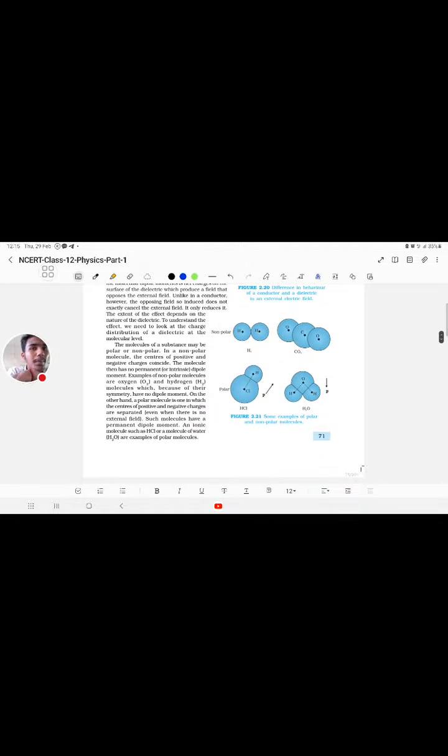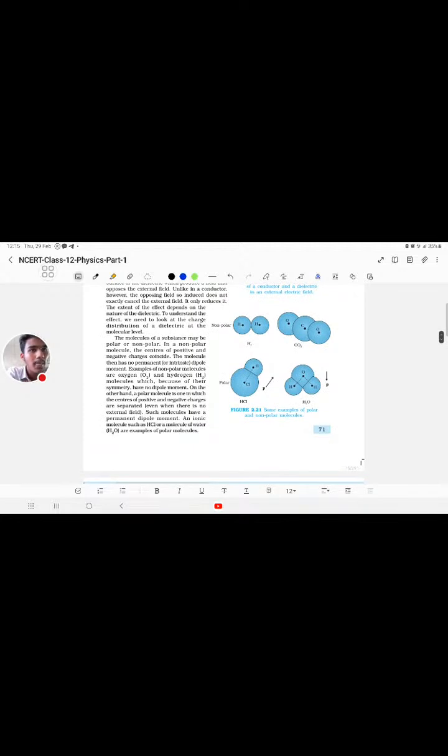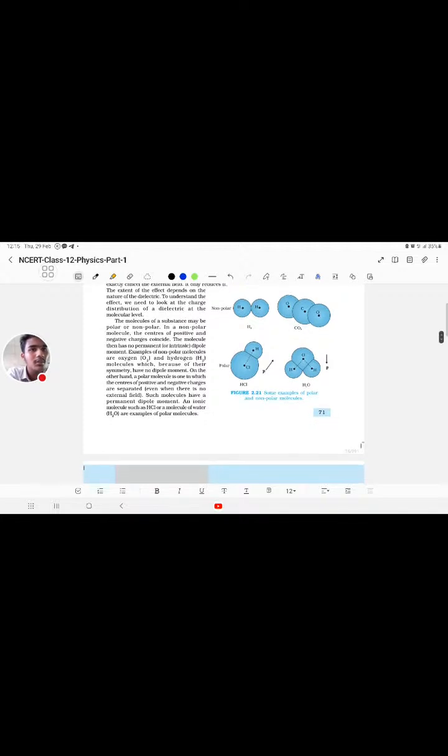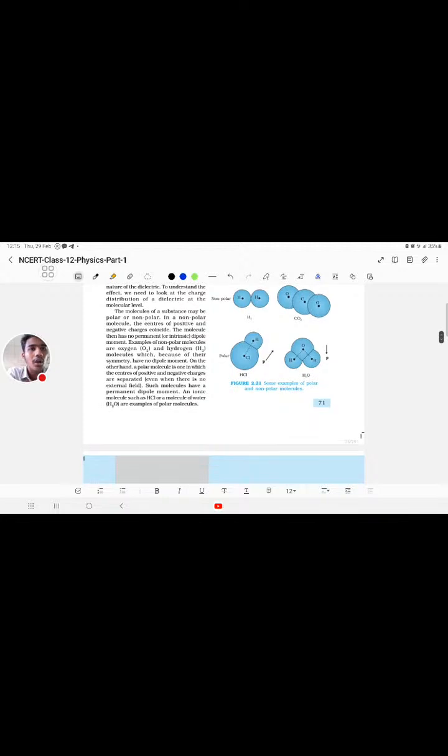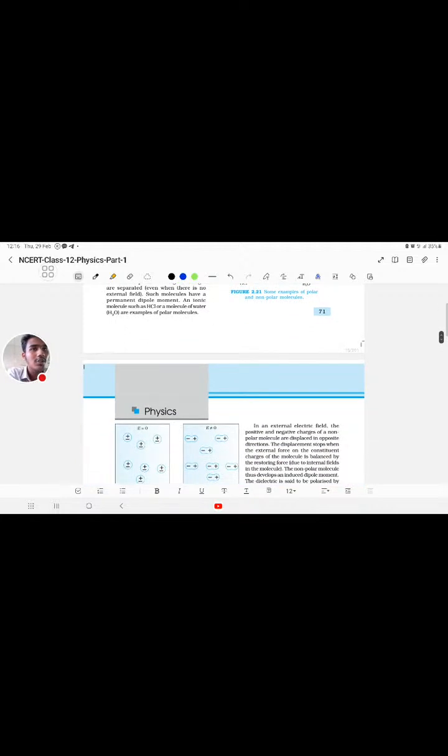So let's see what's happening in case of a dielectric at a molecular level. The molecules of a substance may be polar or non-polar. In a non-polar molecule, the centers of positive and negative charges coincide. The molecule then has no permanent dipole moment. Examples of non-polar molecules are oxygen and hydrogen molecules, which, because of their symmetry, have no dipole moment. On the other hand, a polar molecule is one in which the centers of positive and negative charges are separated. Such molecules have a permanent dipole moment, and ionic molecules such as HCl or H2O are examples of polar molecules.